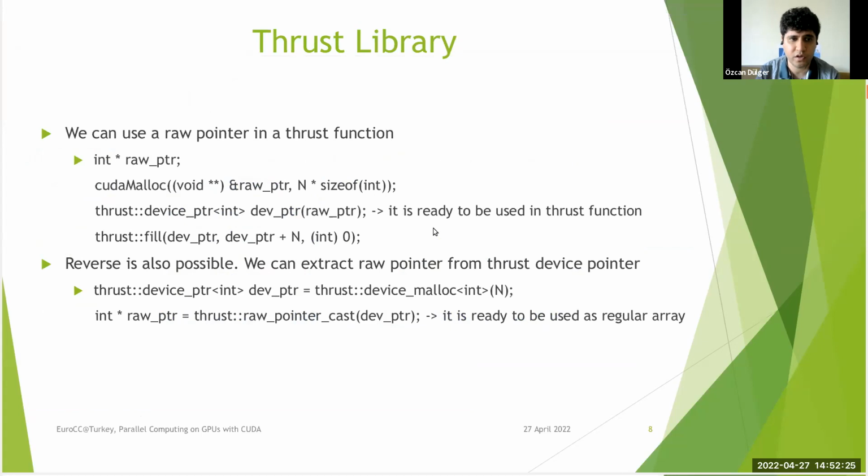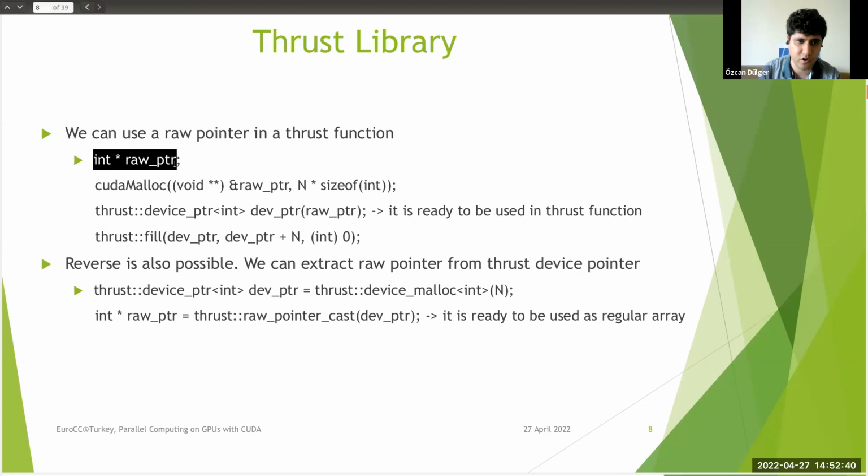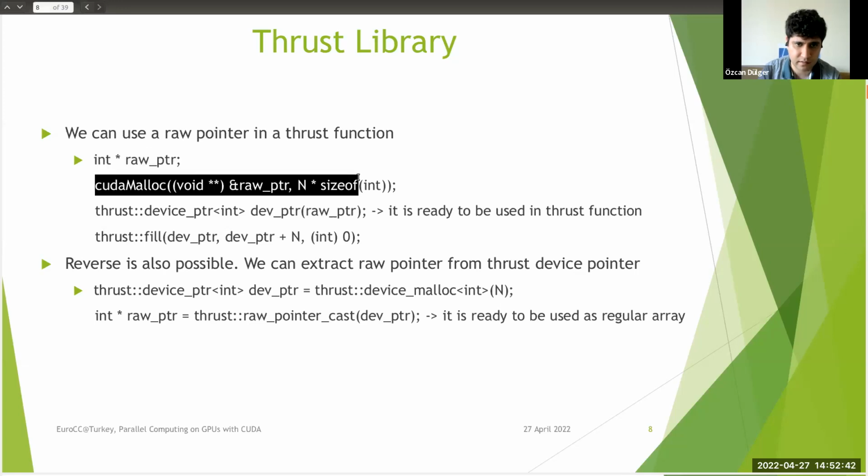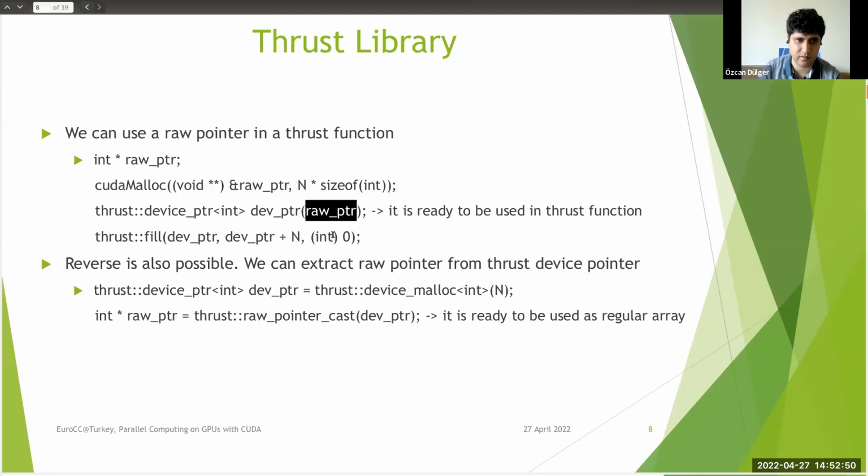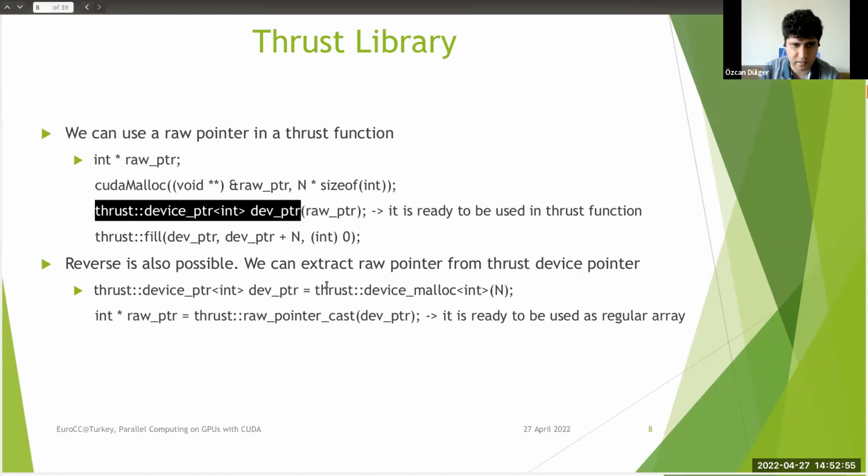We can also use a raw pointer. What is a raw pointer? A regular pointer in C++ and CUDA. So we can use these pointers in a Thrust function. How can we do it? This is our regular pointer, and we allocate memory for it here. How can we use it? This one is our raw pointer. By using this command, we can use a raw pointer in a Thrust function.